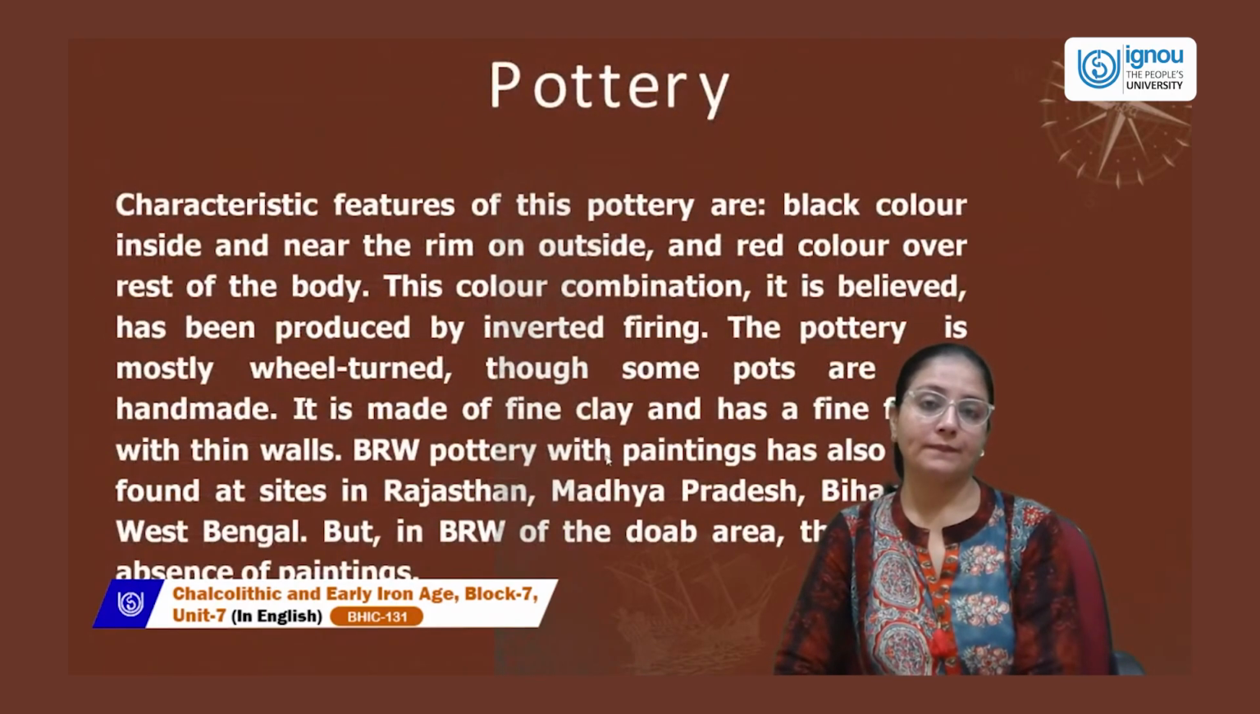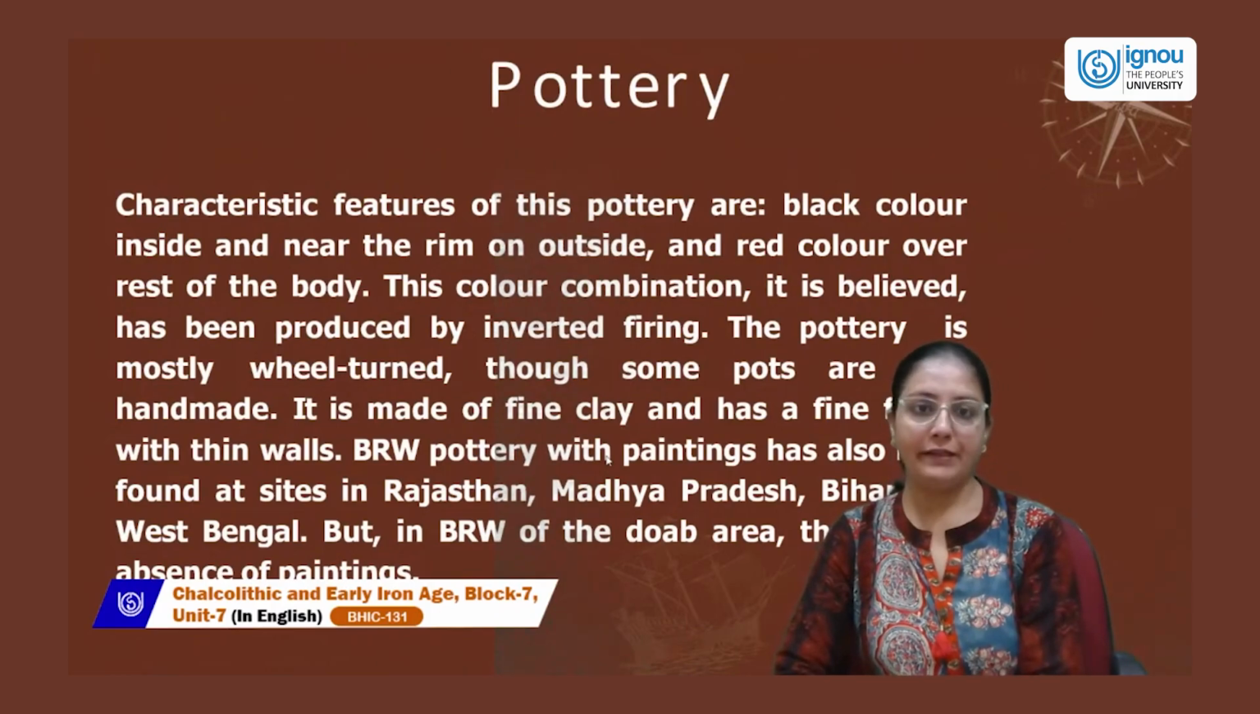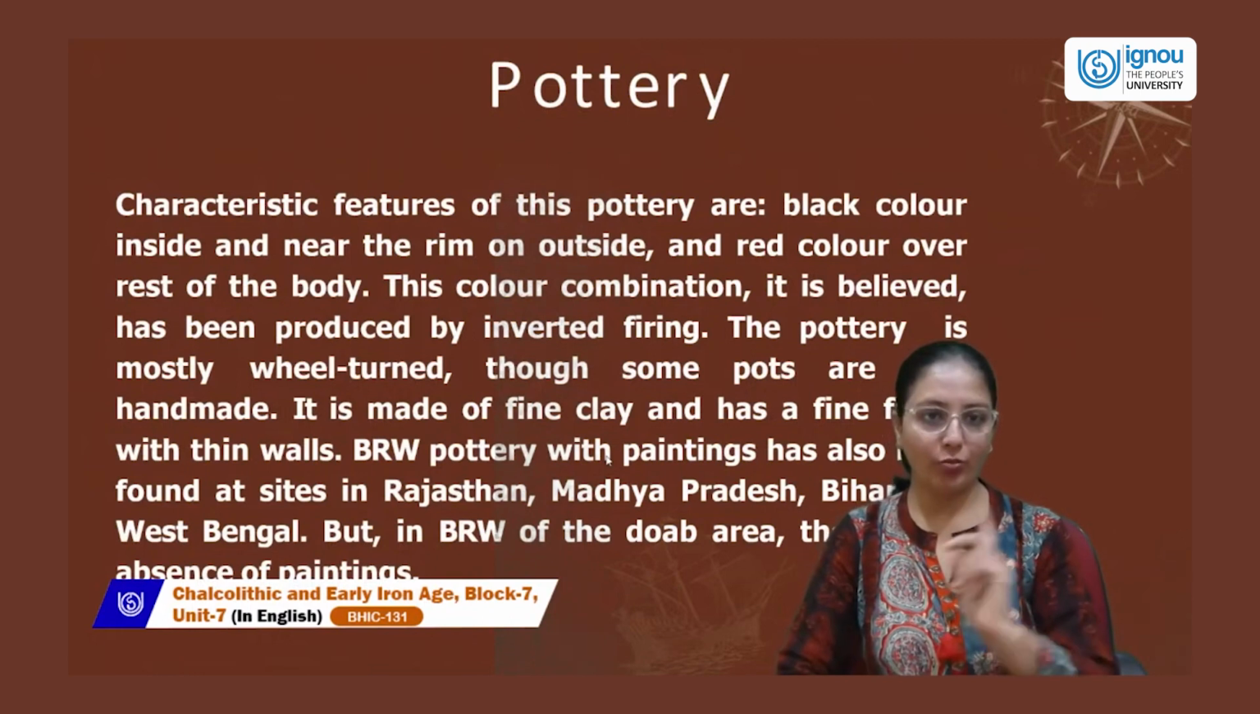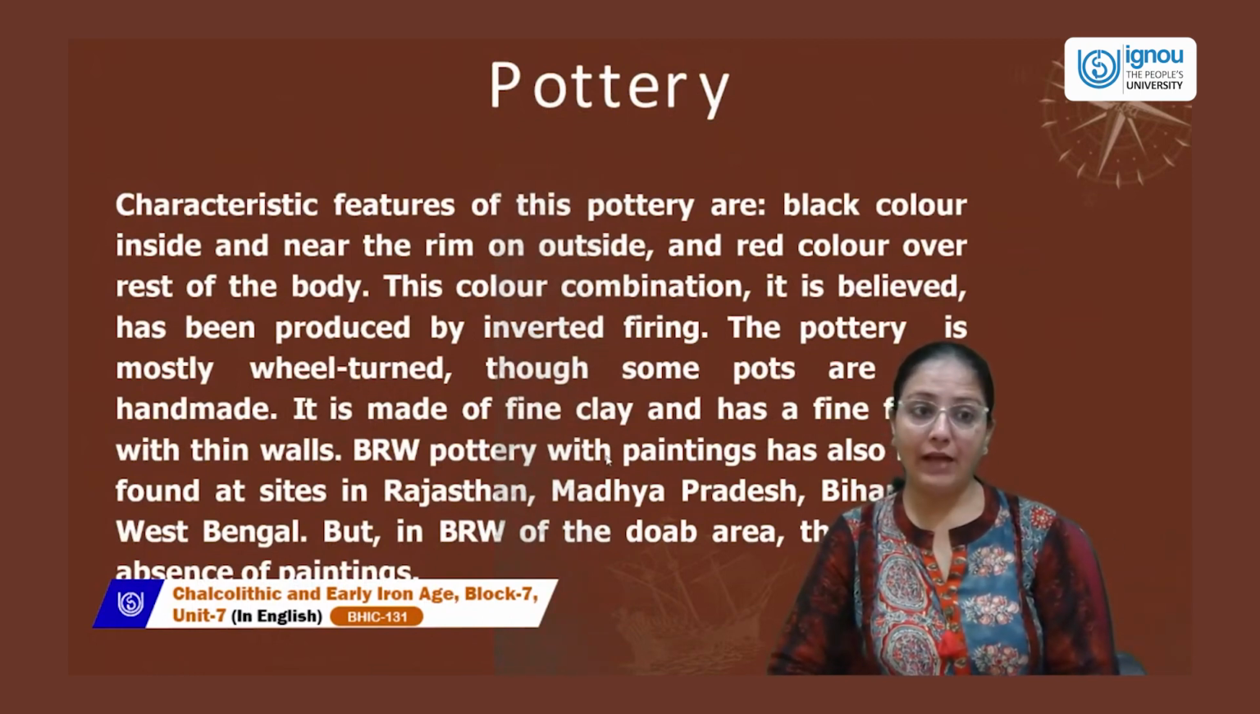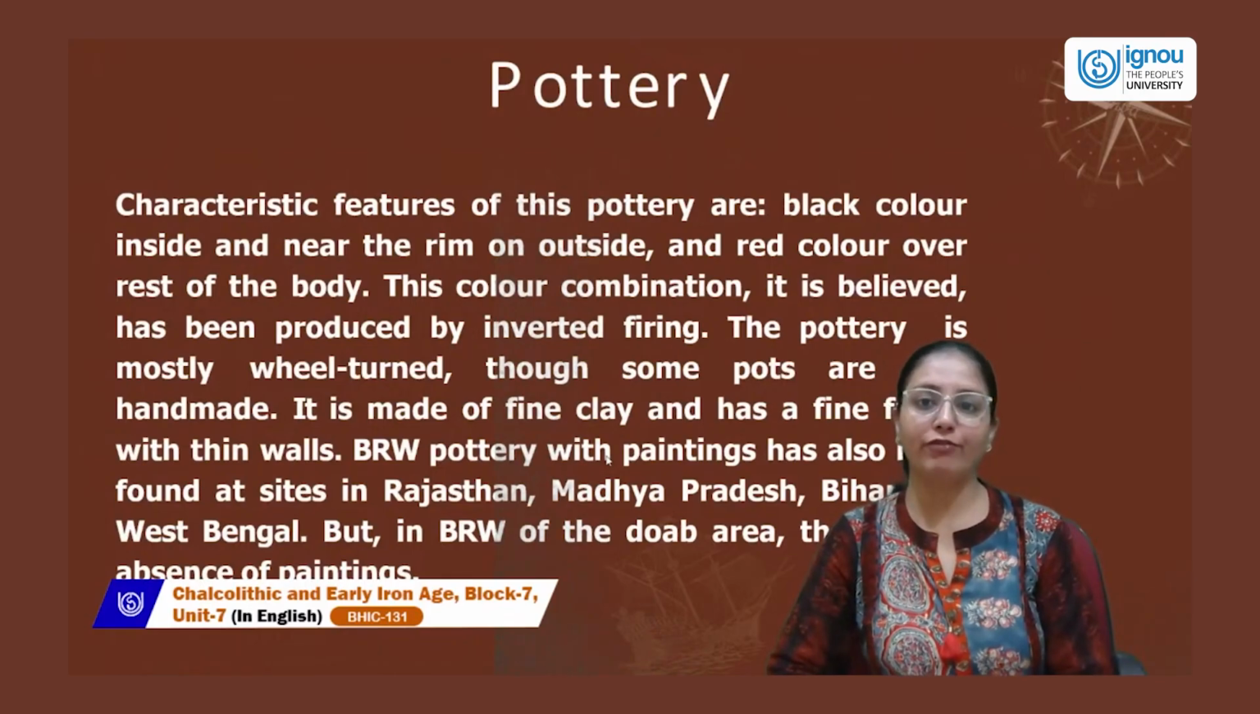Pottery. Pots you can see. Characteristic features of this pottery are black color inside and near the rim on the outside, and red color over the rest of the body. This color combination, it is believed, has been produced by inverted firing.